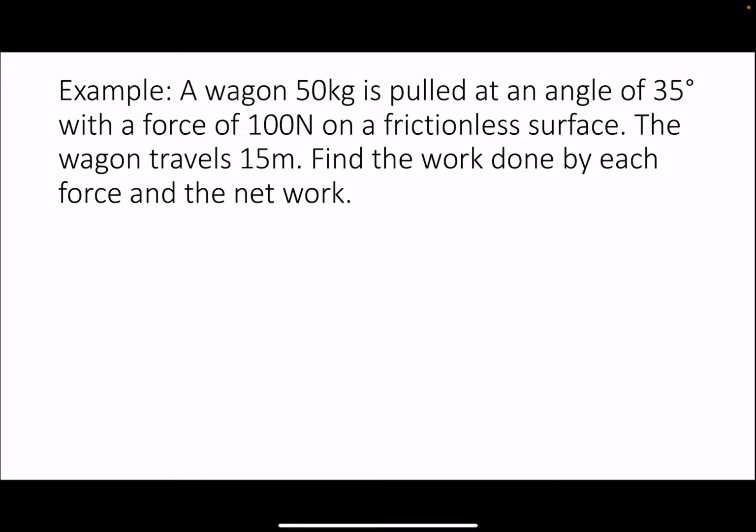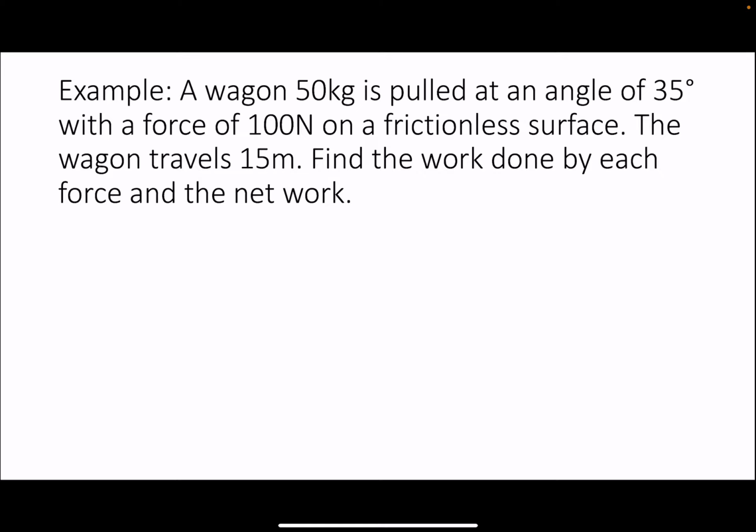So let's do another example. I think this is the one I wanted to do to get some other angles in here. A wagon is 50 kilograms, is pulled at an angle of 35 degrees with a force of 100 newtons on a frictionless surface. The wagon travels 15 meters. Find the work done by each force and the net work. Oh yeah, never mind. This is just so we can find net work.